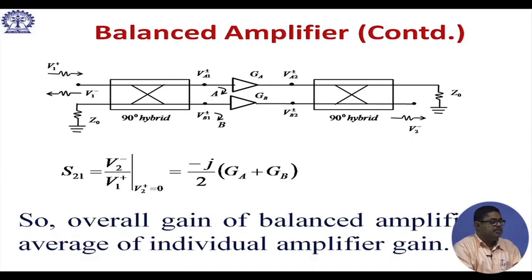So, overall gain of balanced amplifier is average of individual amplifier gain. That is why we said that though we have two amplifiers, actually we are getting gain of 1. But where is the beauty?